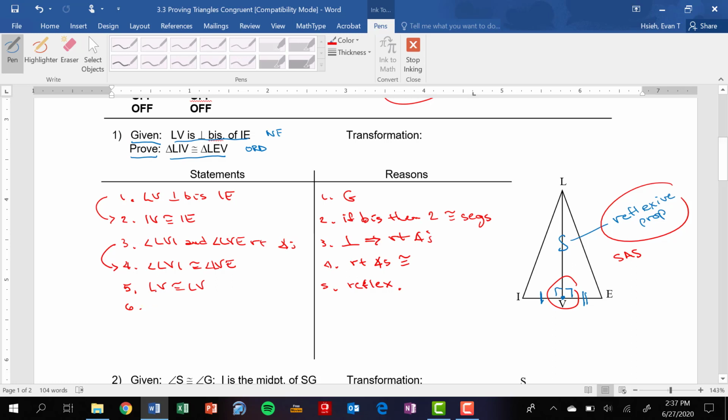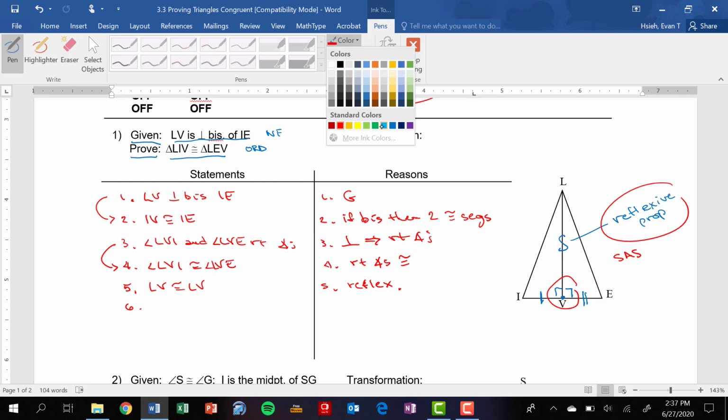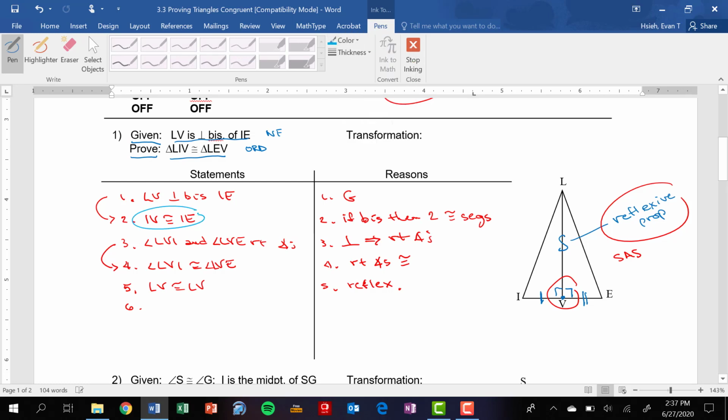And then now I know that I have a set of sides congruent, a set of angles congruent, and a set of sides congruent. I know that triangle LIV is congruent to triangle LEV. I'm at my finish line, my destination. And the reason is going to be by SAS. And the steps that comes from, these are called reference numbers. And I do want you to write down reference numbers when you're proving the triangles congruent. So steps 2, 4, and 5 is where that comes from.